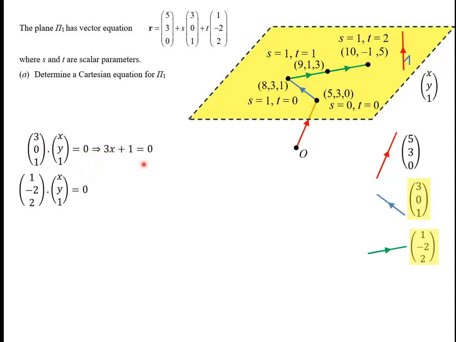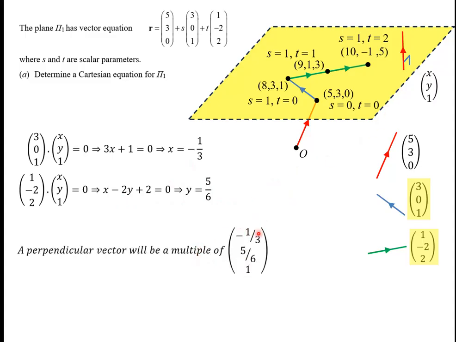This one just gives me 3x plus 1 equals 0. This one, a bit more complicated, x minus 2y plus 2. But this gives me the x component minus a third. Sticking that in gives me the y component, 5 over 6. So that perpendicular vector is going to be a multiple of this. And actually, if I multiply all by 6, I get (-2, 5, 6). So that's my perpendicular vector.